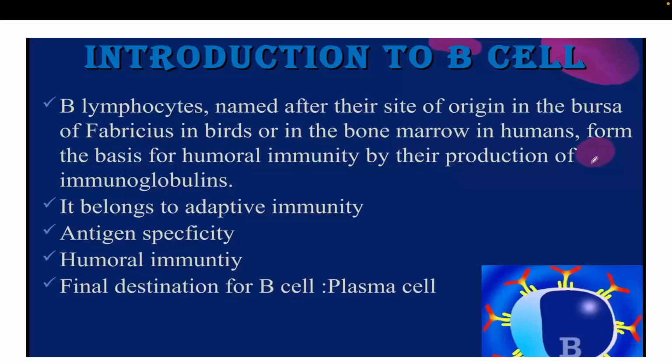Okay, and it can produce humoral immunity by the production of immunoglobulins or antibodies. This cell belongs to the adaptive immunity. It has antigen specificity. This means it can initiate the humoral immunity, and it does so by producing the plasma cell, or antibody producing cell. Okay, so this is the B cell, and how does it develop?